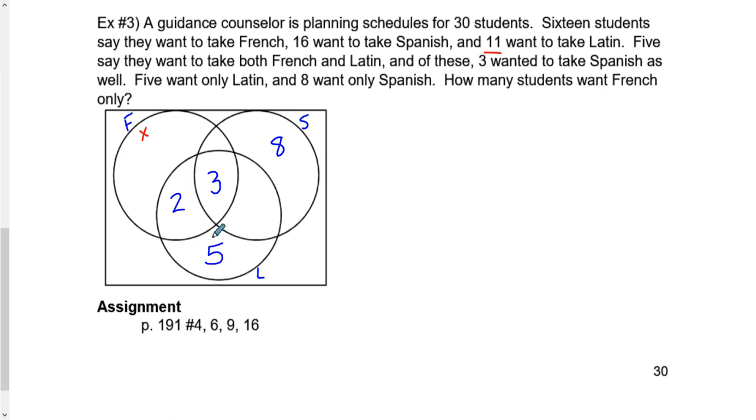It says 11 want to take Latin. Well, if this entire circle has to be 11, and we already have 10 spots filled in, it means that 1 wants to take Latin and Spanish. We then have 16 wanting to take Spanish. Well, 12 spots are already taken up in this entire circle. We'd have to have 4 left. Actually, sorry, I'm just going to change my colors slightly. 11, that's 1. That'll be 4 because of this 16. Then, if this entire circle has to be 16, 16 subtract 6 is 10, subtract 3, 7.